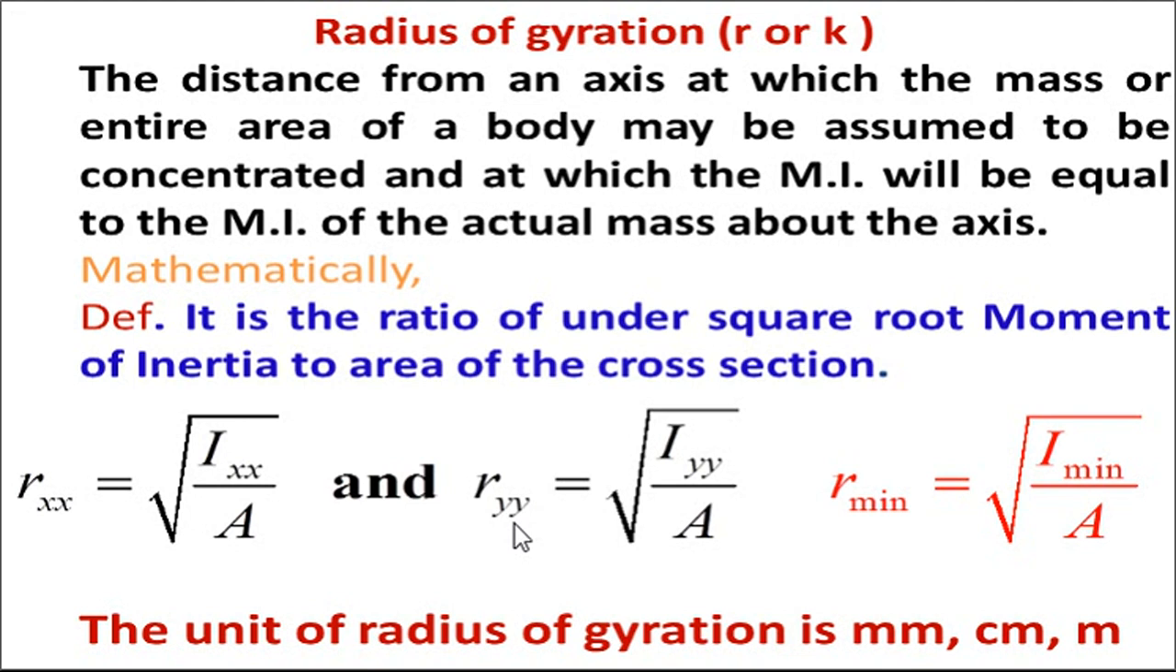And to have the higher value of slenderness ratio, normally the minimum radius of gyration is taken, because the definition of slenderness ratio is L effective upon R minimum. That's why R minimum is calculated. So this particular definition is required in every design. R minimum is equal to the square root of I minimum upon A. Everybody should know this, as well as the unit, which is mm, centimeter or meter.